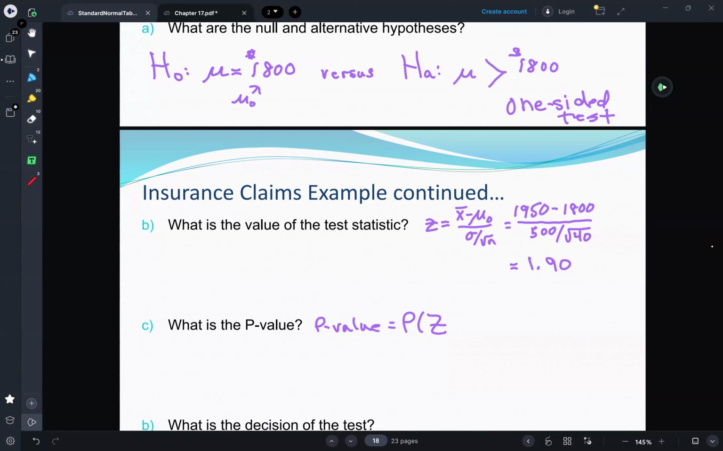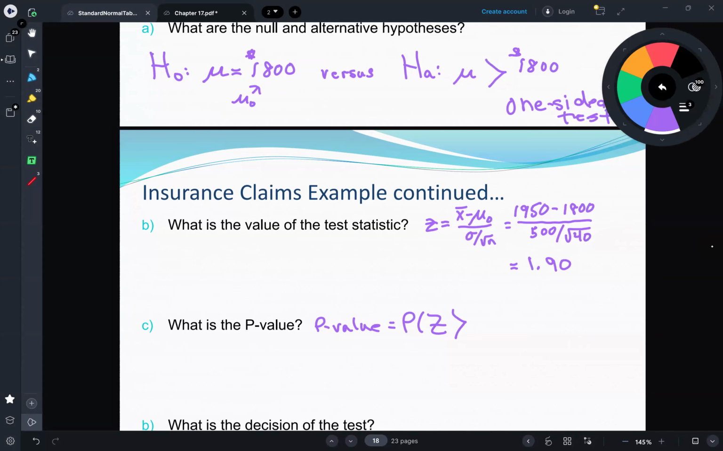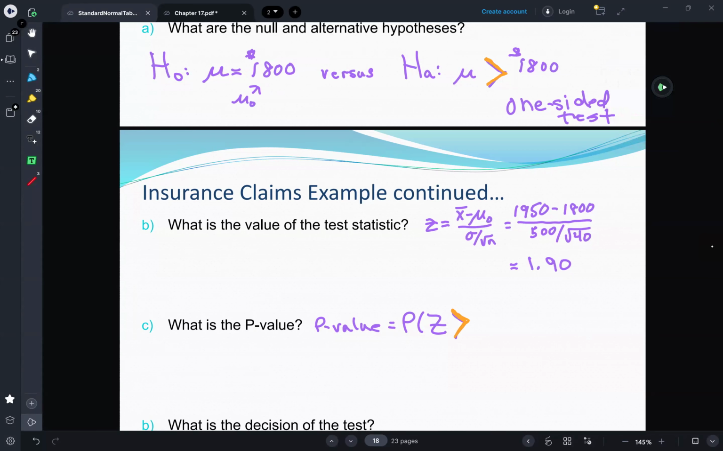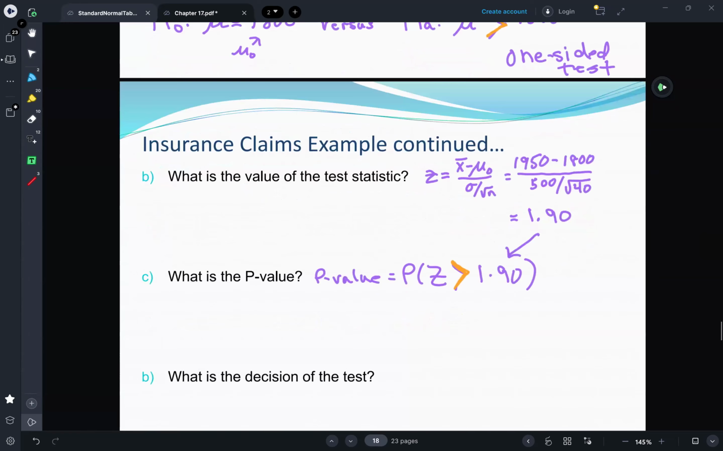It's greater than. And how do we know it's greater than? Because we look at the alternative hypothesis. And that's how we know it's greater than there, then it's going to be greater than here. So the p-value is based on the direction of the alternative hypothesis. We just plug that value in. So it's going to be 1.90 because that's our Z.